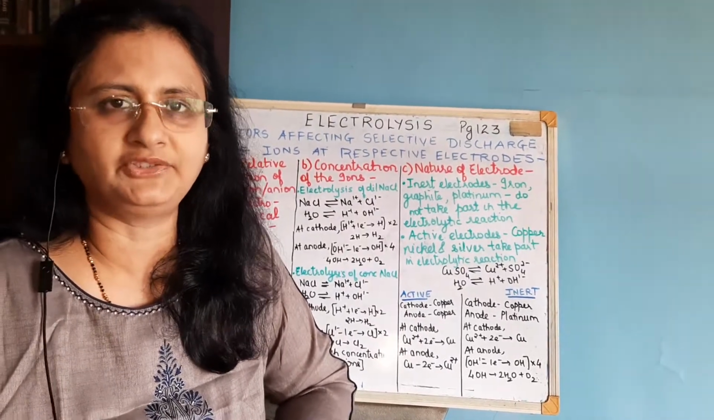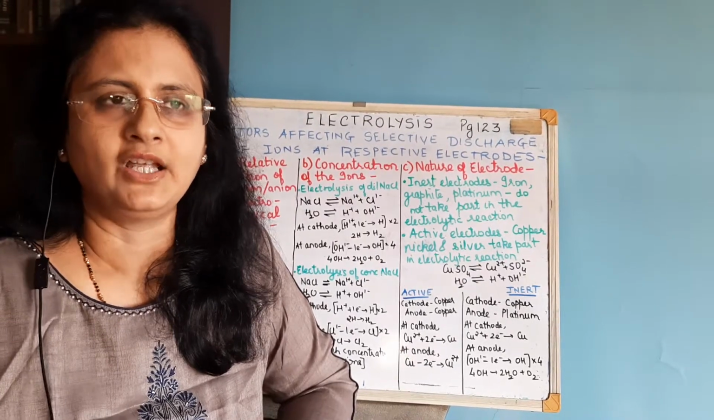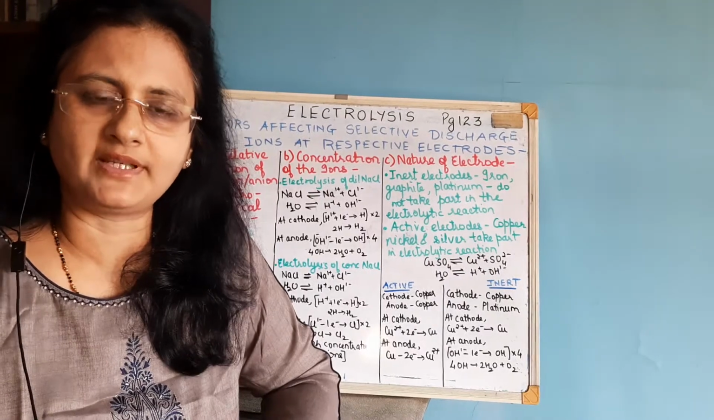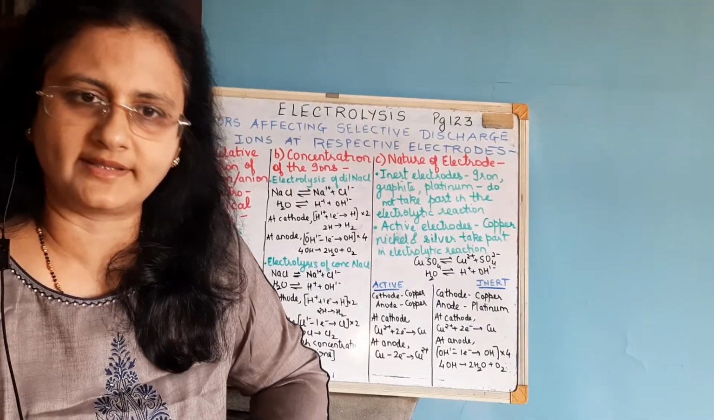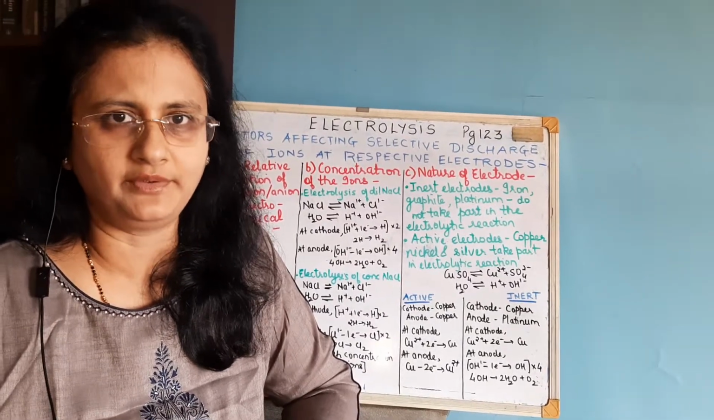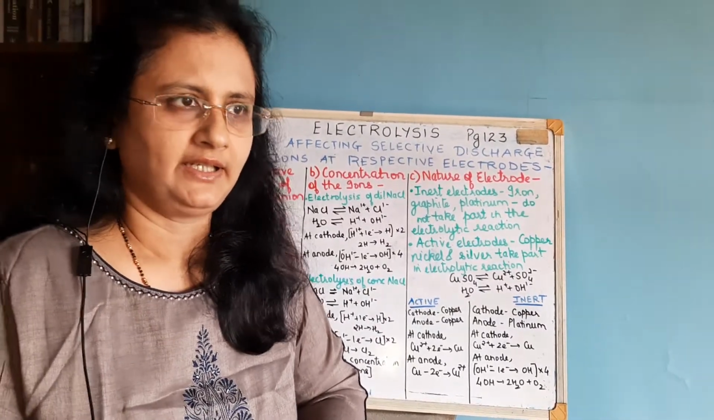There are a total of three factors which we have to understand. One is the position of the ions in the electrochemical series, the second is the concentration of ions, and the third is the nature of the electrode. We are going to see each one in detail.